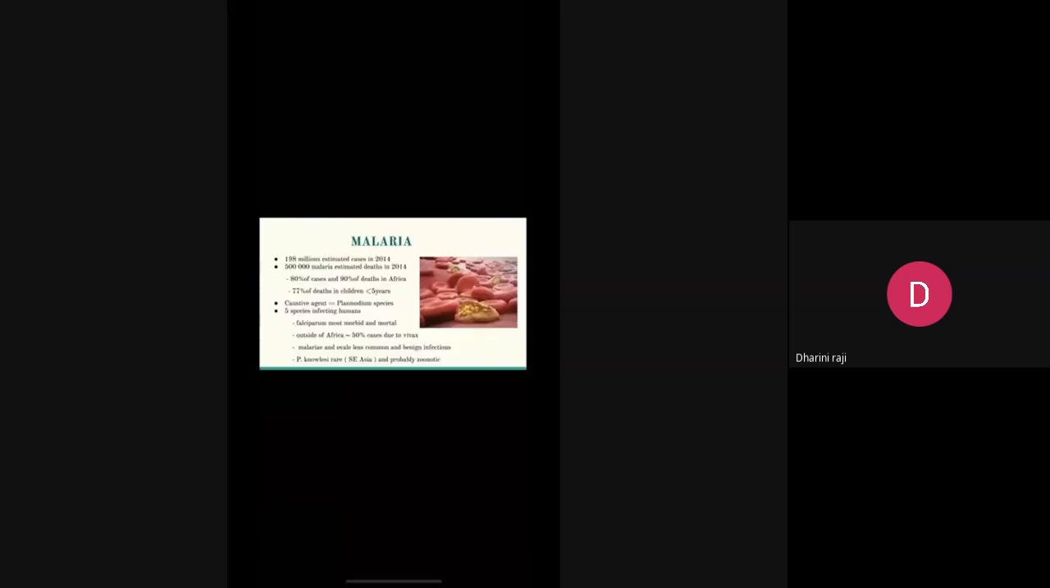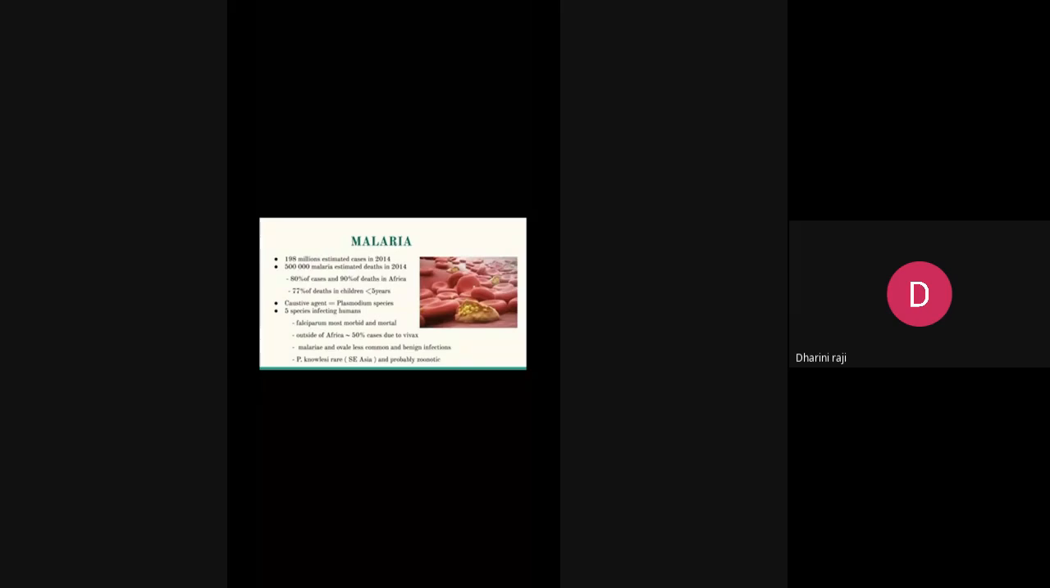Let me start the first slide by saying a few words about the estimated cases and deaths of malaria. 198 million estimated cases in 2014, 5 lakh malaria estimated deaths in 2014, whereas 80% of cases and 90% of deaths in Africa, 77% of deaths in children less than 5 years.